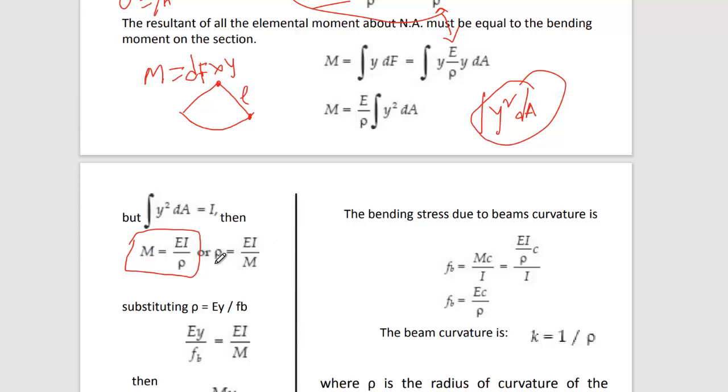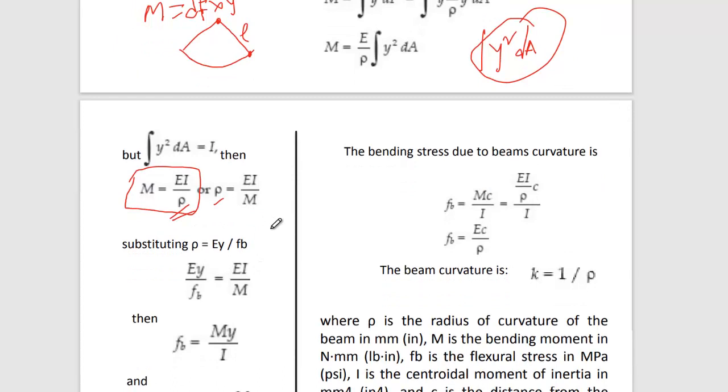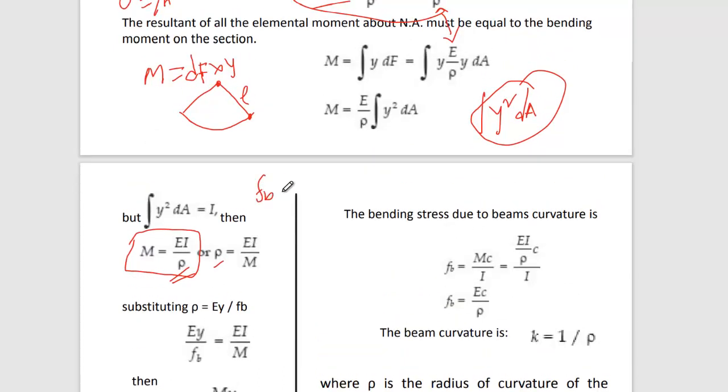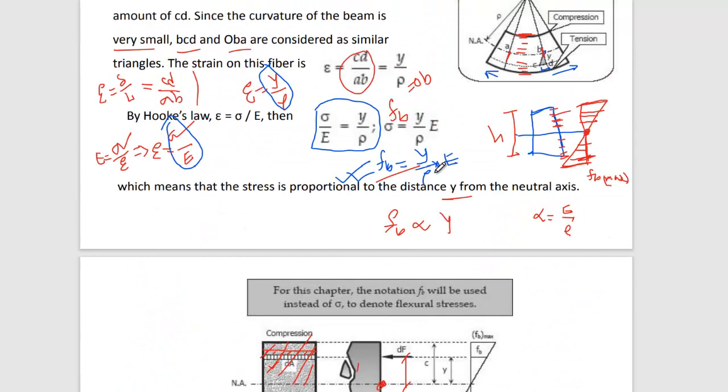If you want to calculate the value of curvature, or if you want to calculate the deflection, you need this value. So EI by M, or if you know the curvature, you can calculate the moment. M equals EI by rho. In this course we are not going to use the curvature directly; we have an intention to make the relationship between flexural stress and moment. So we will overcome this curvature equation now. If rho equals EI by M, or rho equals Ey by fb from the beginning here, from these equations you can say that rho equals y by E into fb. Can you write it?